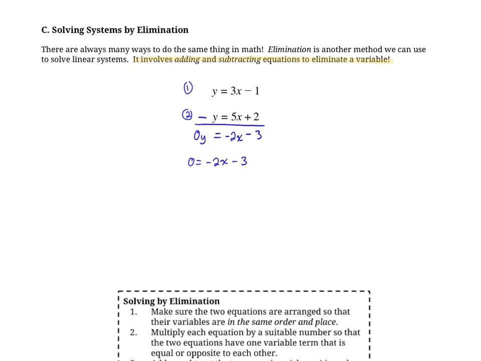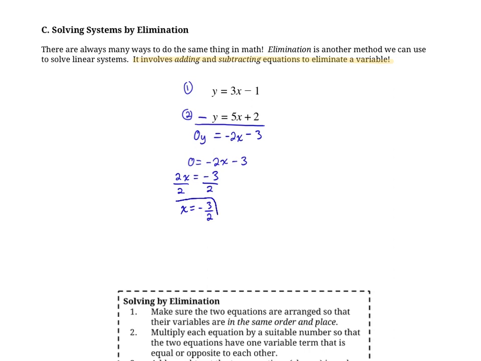We have one variable there, so now we can solve and isolate x. So we need to bring the term with x over to the other side. So that just becomes 2x equals -3. And to get x by itself, we need to divide by 2. So x is just equal to -3 over 2.